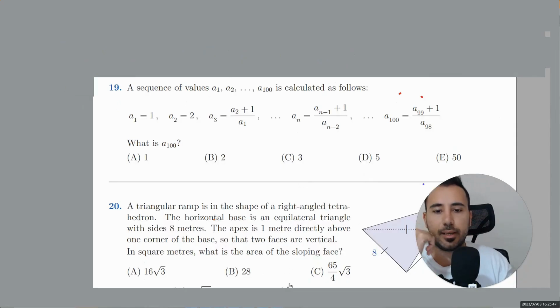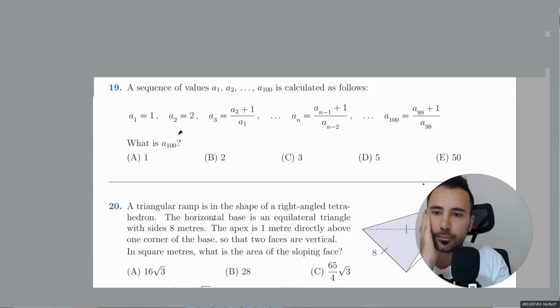A sequence of values A1, A2 up to A800 is calculated as follows. We have 1, 2. With all these questions, all of them are the same. You start to create them, you see the pattern, and then bang, the question is solved. They take a little time though, right? These are usually time-consuming questions. So A1 is 1, A2 is 2. A3: it says A2 plus 1, so A3 is actually 3.